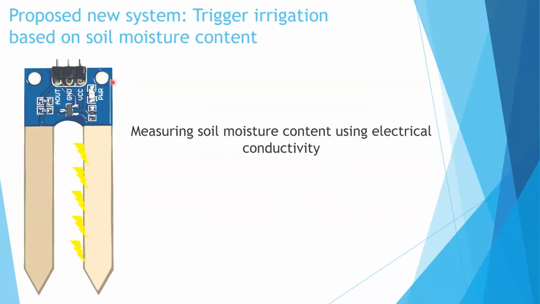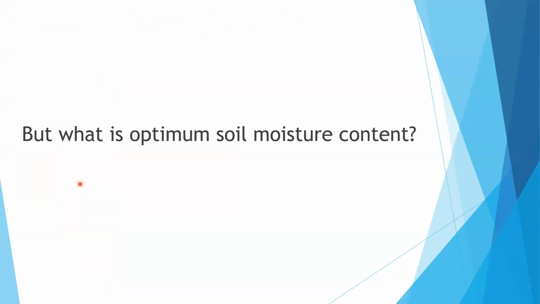So what we want to do is develop a system that uses these relatively cheap soil moisture sensors that measure conductivity between these two prongs that go into the soil, which is proportional to how much water is in the soil. We want to use those to stimulate the irrigation. So when that conductivity falls below a threshold, a signal is relayed which stimulates the irrigation. But what is optimal soil moisture content?